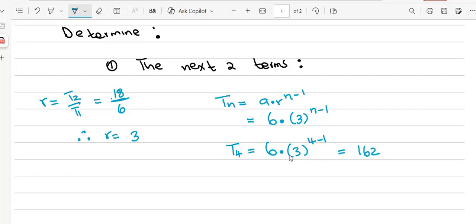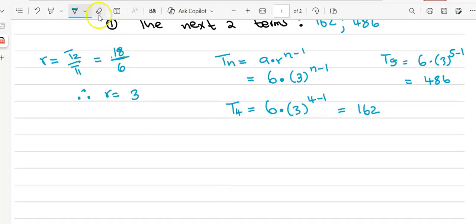You write it down. You do the same to find term number 5. Where there's n, we need to put 5. This will be 3 to the power 5 minus 1. You just have to punch that on the calculator and get 486. So now you conclude: what will be the next two terms? It will be 162 and 486. That's how you answer this question. Now, the next question, that was question number 1.